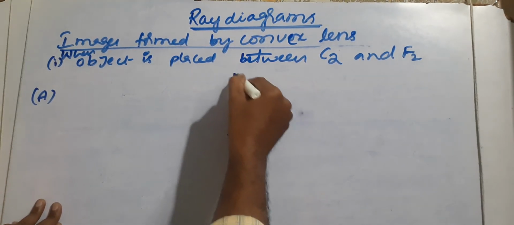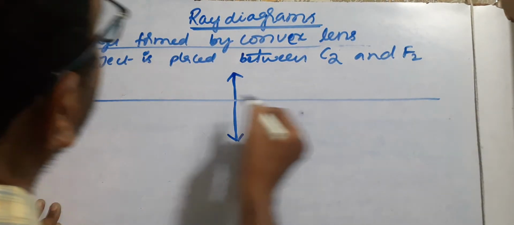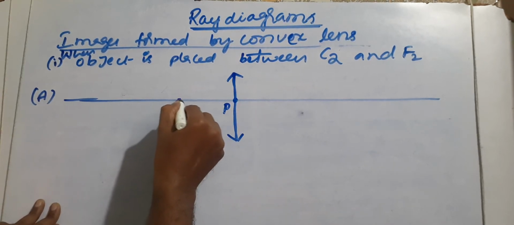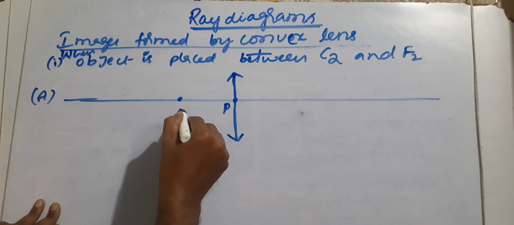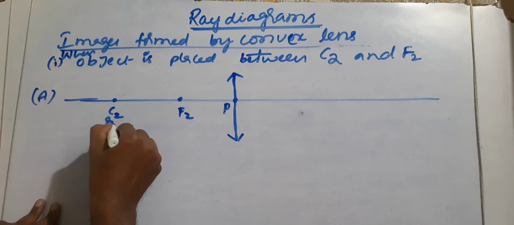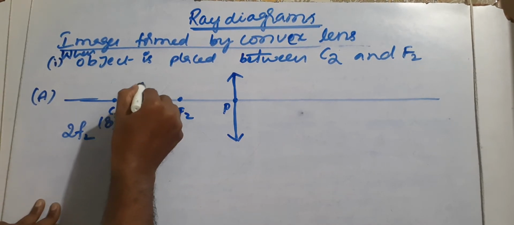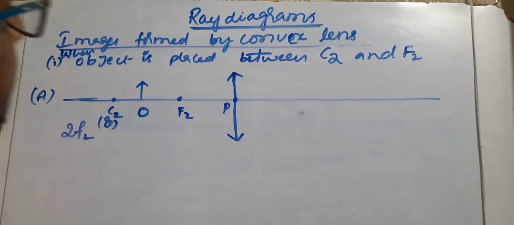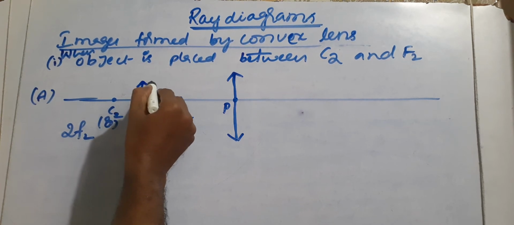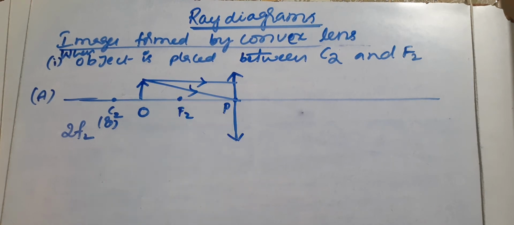You know this is the symbol for a biconvex lens or double convex lens, students, and this line is the principal axis passing through the optic center, joining the centers of curvature C2 and C1. This is the focal point F2 and this is the center of curvature C2, which can also be written as 2 times the focal length. Now the object is placed here, between C2 and F2. For drawing a ray diagram we must select at least two incident rays. One is parallel to the principal axis, another is passing through the optic center.